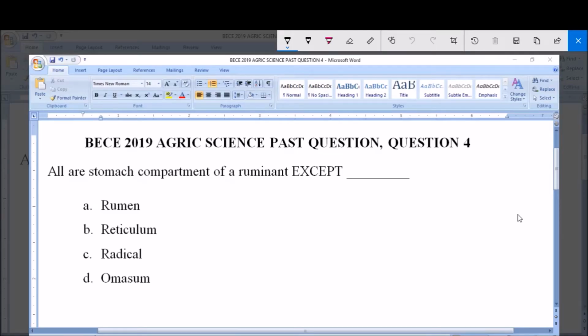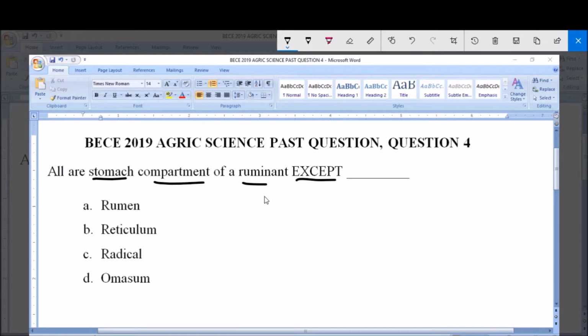Today we're going to be dealing with BECE 2019 AGRIC Science Past Question 4. All are stomach compartments of ruminants except: A. Rumen, B. Reticulum, C. Radical, and D. Omasum. We are asked to pick out of this option the one that is not one of the stomach compartments of the ruminant animal.